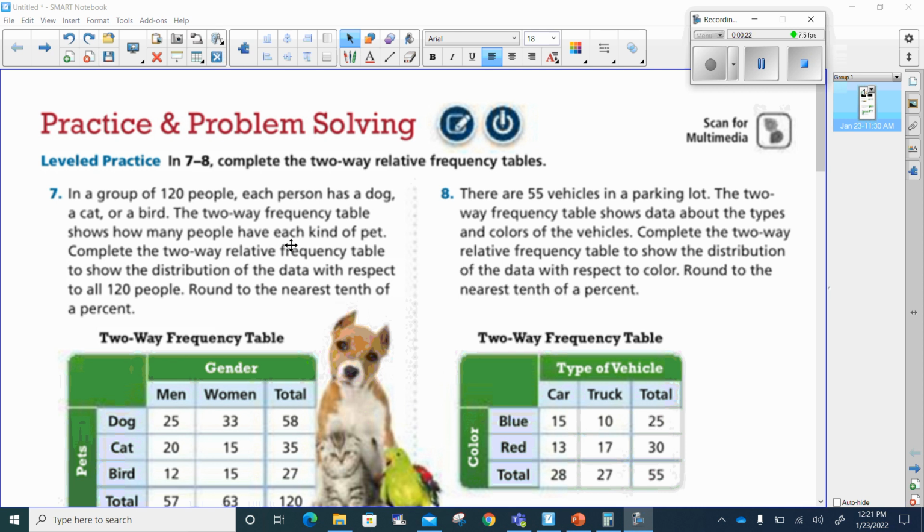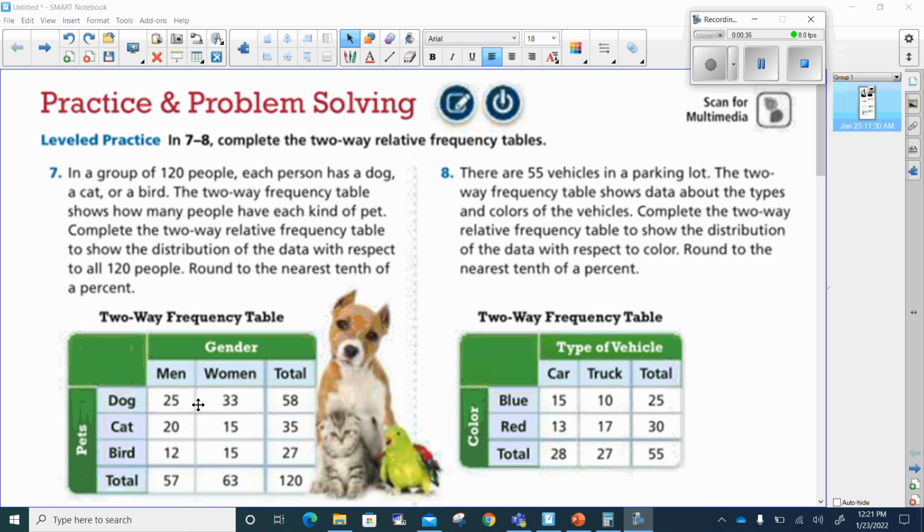Complete the two-way relative frequency table to show the distribution of the data with respect to all 120 people. Round to the nearest tenth of a percent. What they're looking for is for you to take all these numbers here and turn them into percents, rounding them to the nearest tenth of a percent.